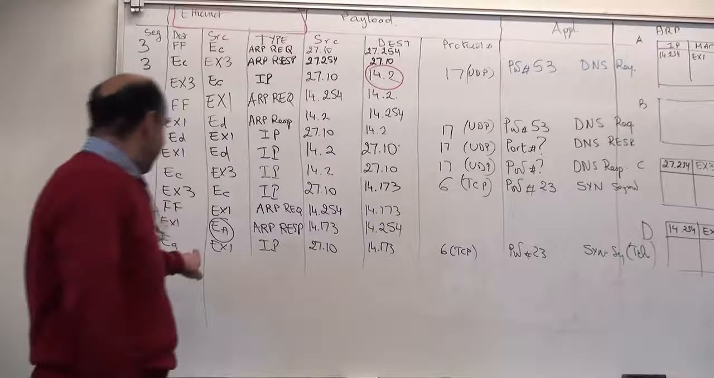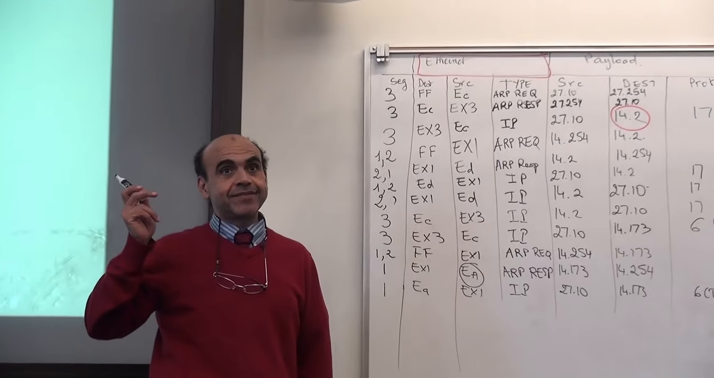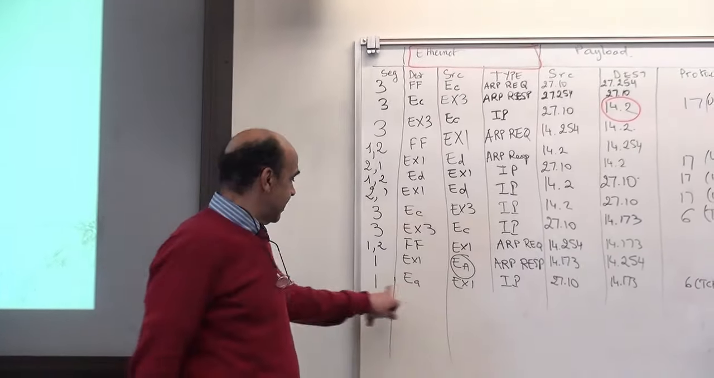This thing will be seen by B, right? Will it be seen by the DNS? No, it's not. It stays only on segment 1. Okay?